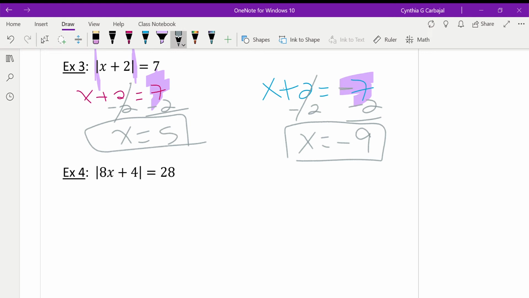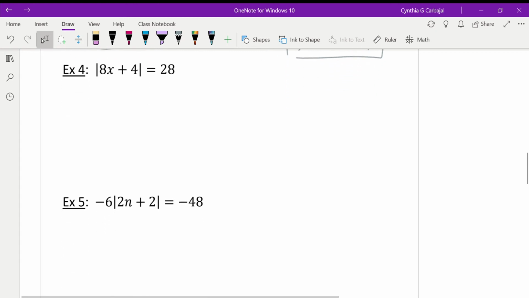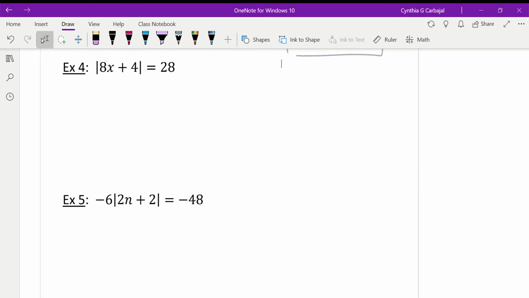Why? Because a negative plus a negative number, they have the same sign, so we add them and keep the sign. Alright, next part. Again, we can skip step 1 and go straight to step 2 because there's nothing in back or in front of the absolute value signs.